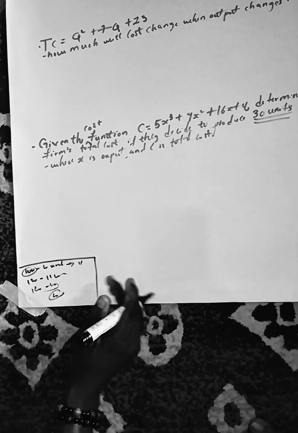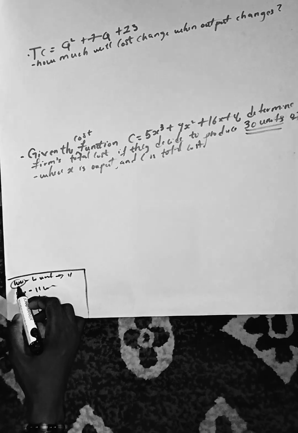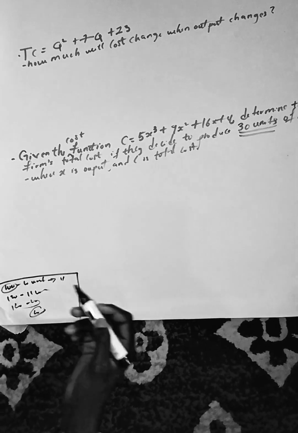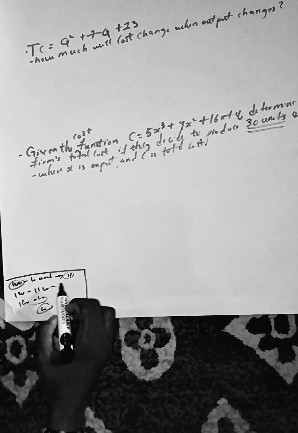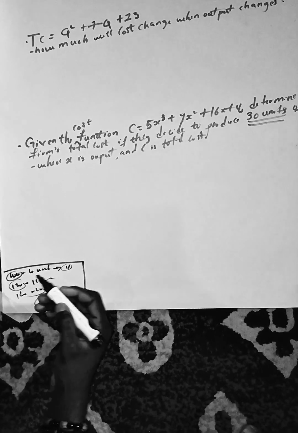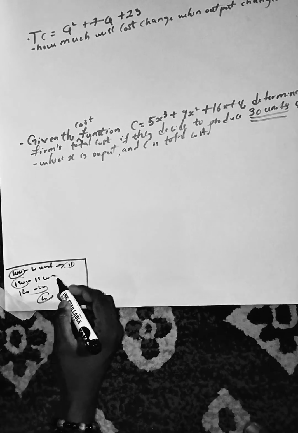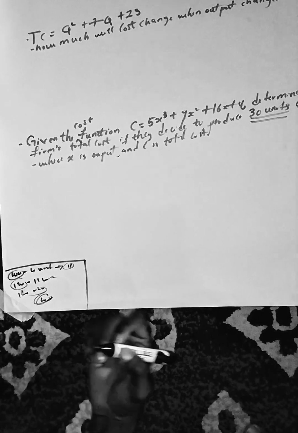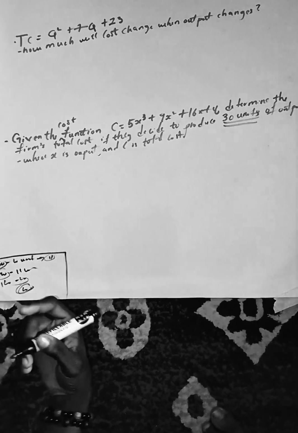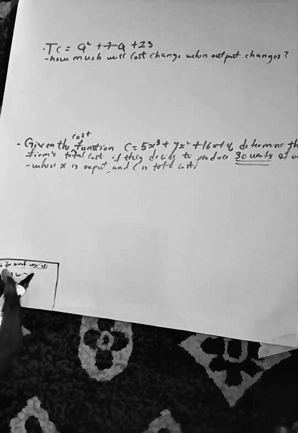The same thing with marginal cost. Let's say they incur a cost of 100 naira when they produce 10 units of good. When they increase the amount of goods they produce to 11, their total cost increases to 120. That means the change in cost after they increase output by 1 unit is just 20 naira. That means they incurred a cost of 20 naira from the production of that extra unit of goods. So that's basically the concept.